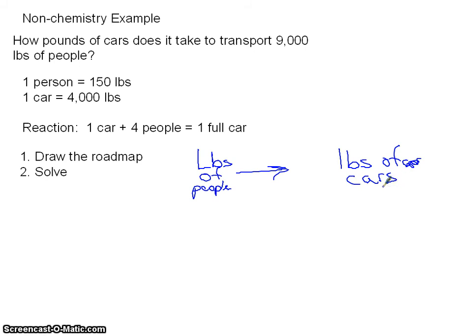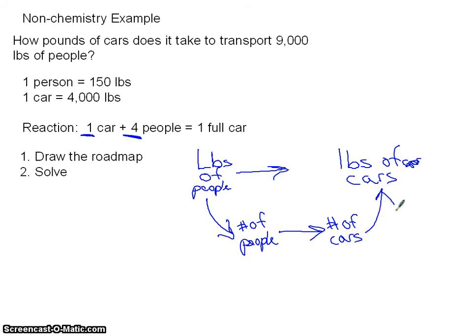But I don't have a way that pounds of people are related directly to pounds of cars, because my reaction talks about how many cars, how many people. Okay, it relates in that way. So I can't just go from pounds of people to pounds of cars directly. I have to go from pounds of people to the number of people, and then from the number of people, I have to go to the number of cars. And then from the number of cars, I can go to the pounds of cars.